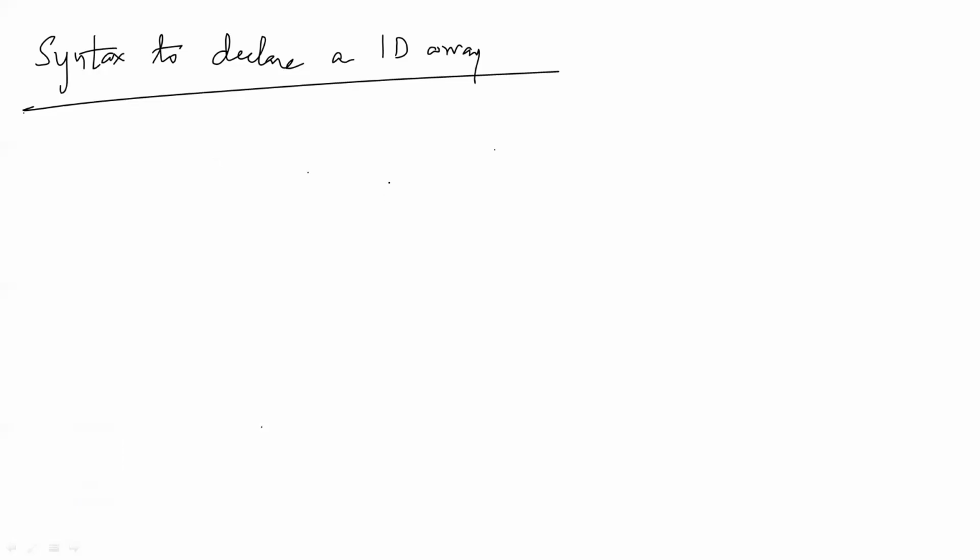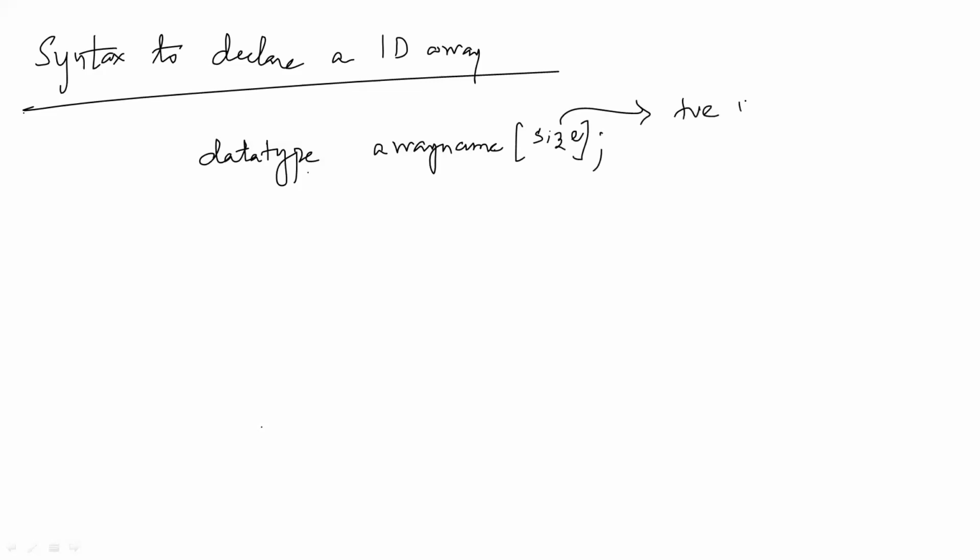Why should I declare? To allocate memory by giving a name so that I can store values in the memory and use the values in the memory with the help of the name. So how will I declare? Data type, array name, of size. This size should be a positive integer value greater than 1.